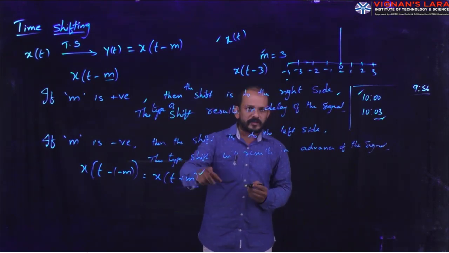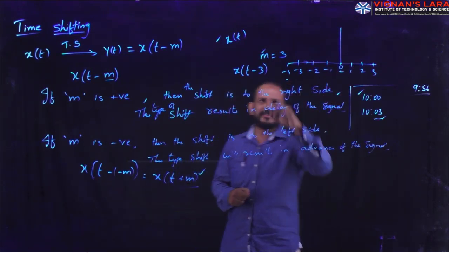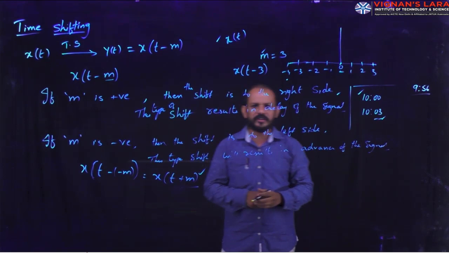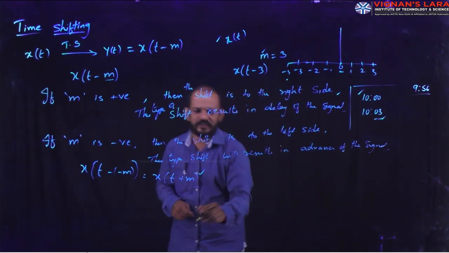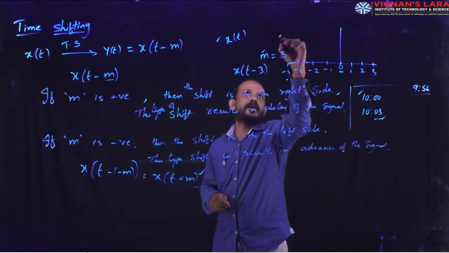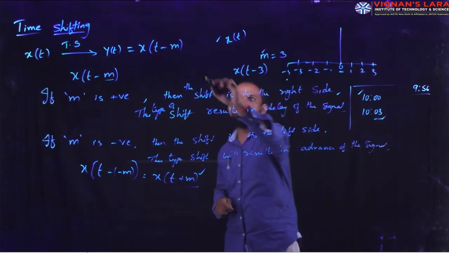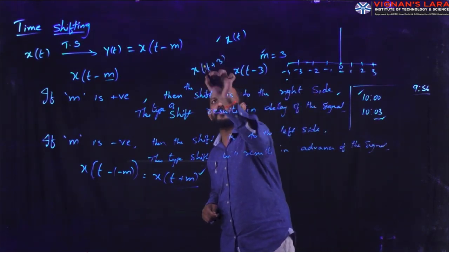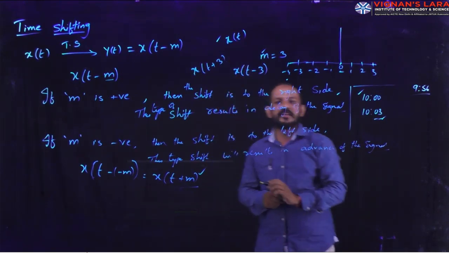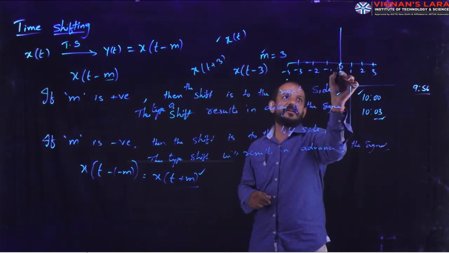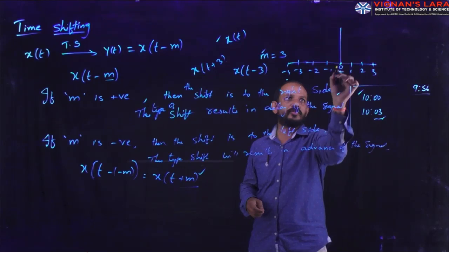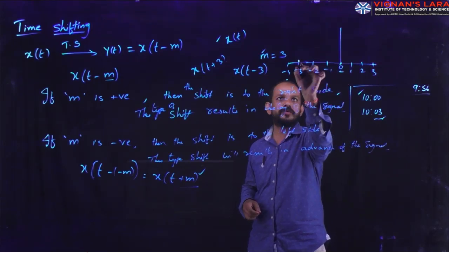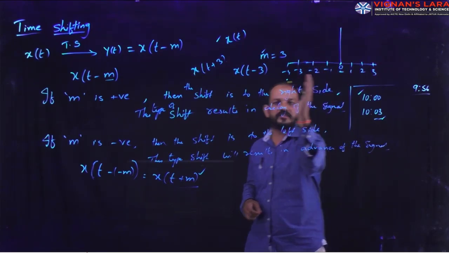Okay. Now here, same, consider m equal to 3, that means t plus 3. So what you have to write? x of t plus 3. t plus 3 means it has to move to the left side. This is 0, 1, 2, 3. So it moves left side, this side, 3 units.